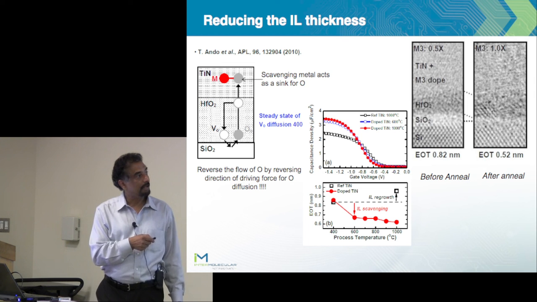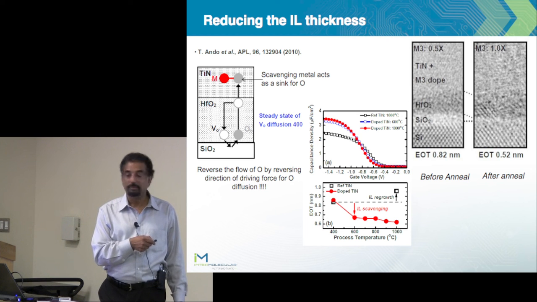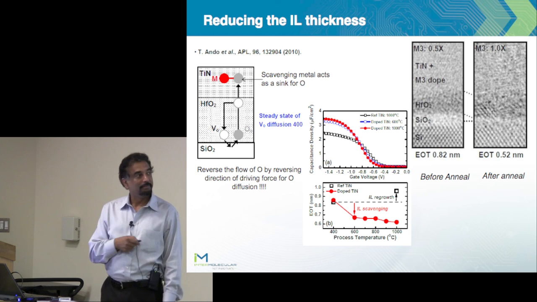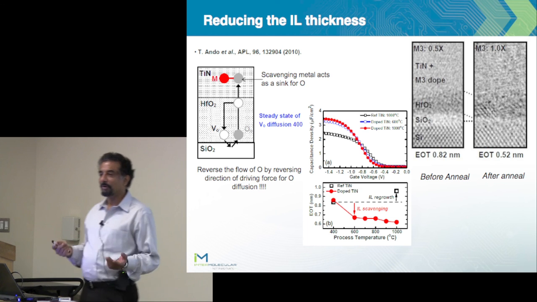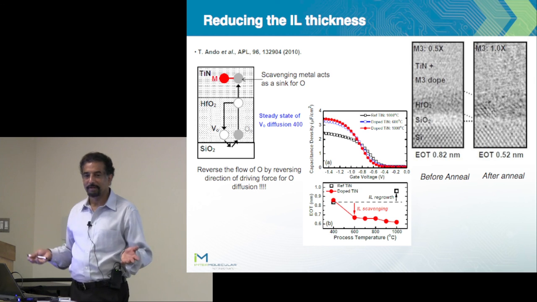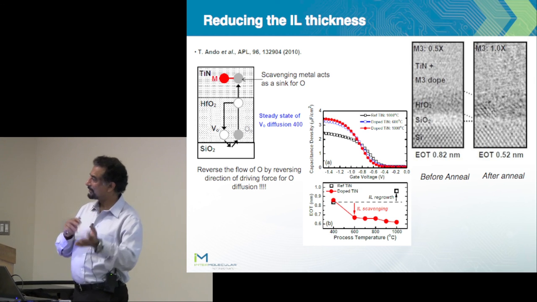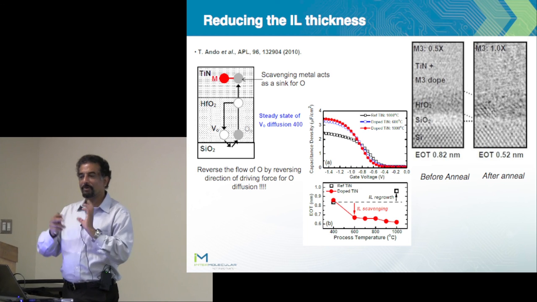And here's the case where before anneal you had 8 angstroms, and you could reduce it down to 5 angstroms. In fact, if you put enough, you can reduce this to 0, but you don't want to reduce to 0, because then you have a lot of problems. So all of a sudden, if you know the material science, it's like, okay, I know how to modulate and modify things to achieve what I want.